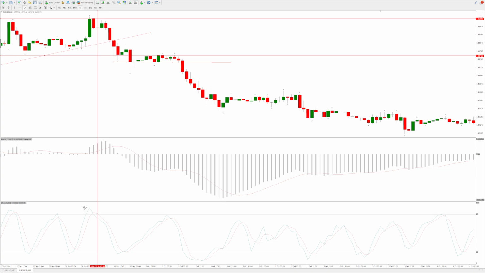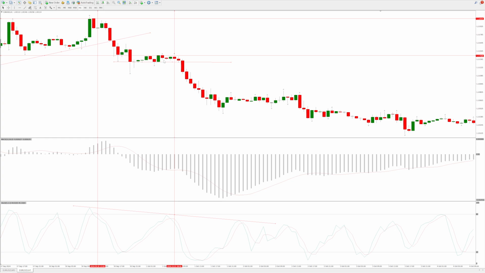On the stochastic, I'll just quickly mention divergence, basically lower highs. See lower high, lower high, lower high. Suggests that we are in a downtrend, and that would have been extra confirmation needed for this particular trade around here. This would have been a strong entry point if you're the kind of person who wants to wait for confirmation first.